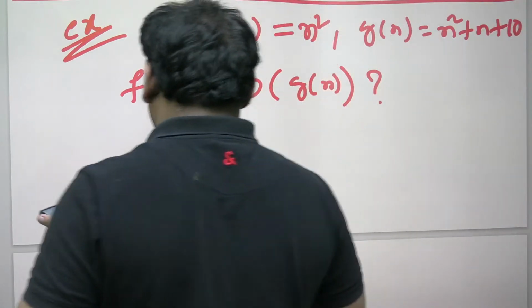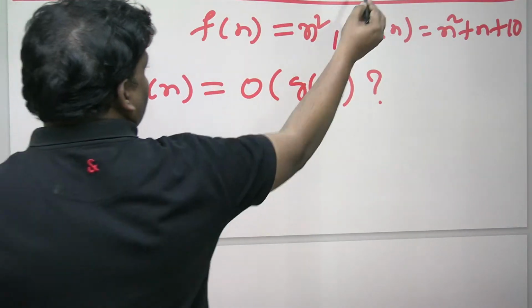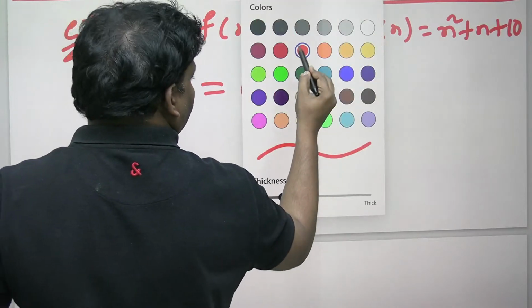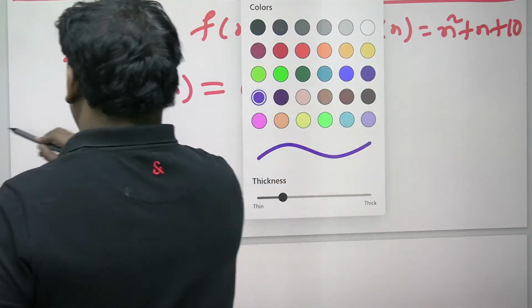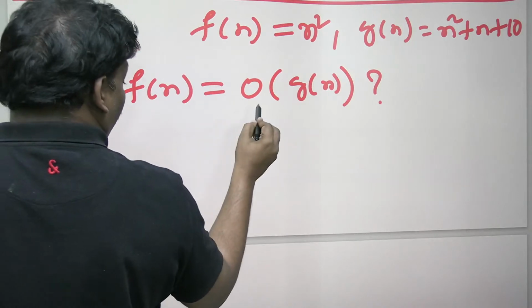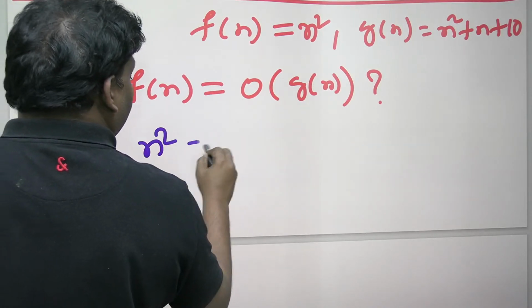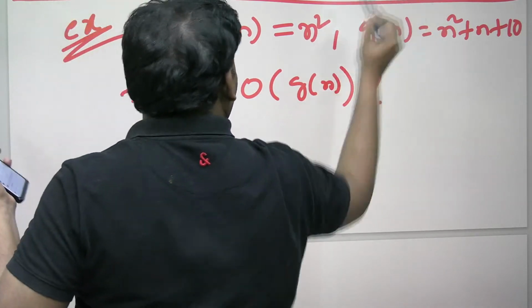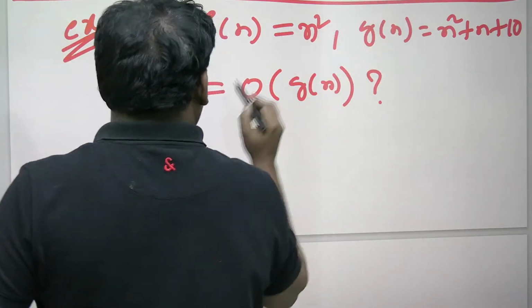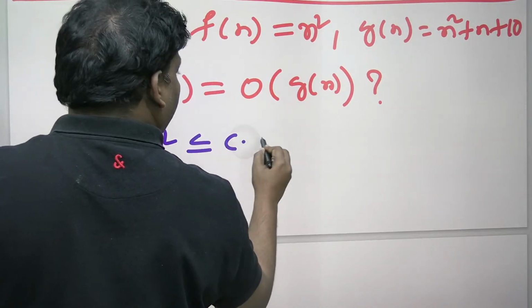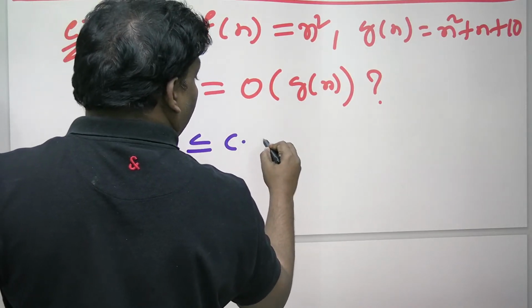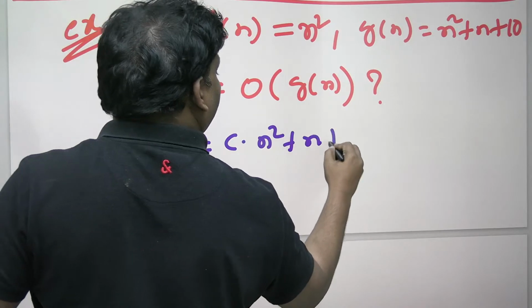Now see this one. I have given enough time, so let me give the answer. If you want to prove it, see this one. f of n is n square. n square should be less than or equal to some C into g of n, which is n square plus n plus 10.